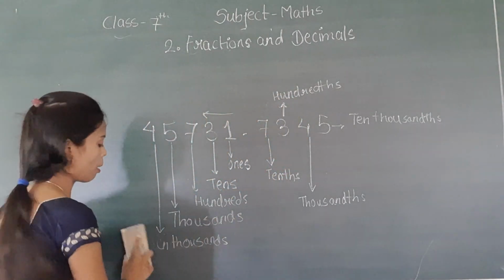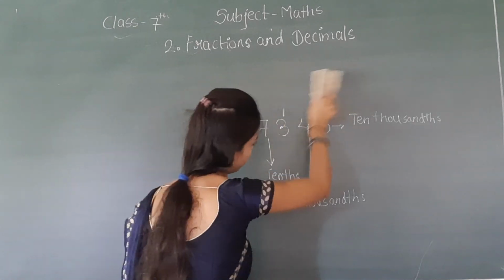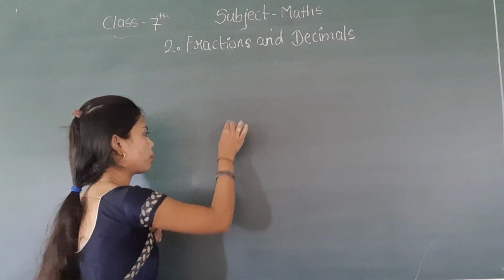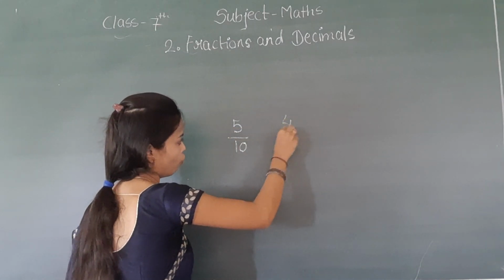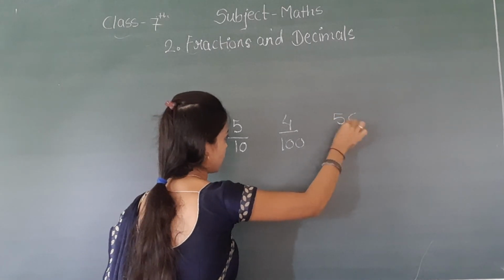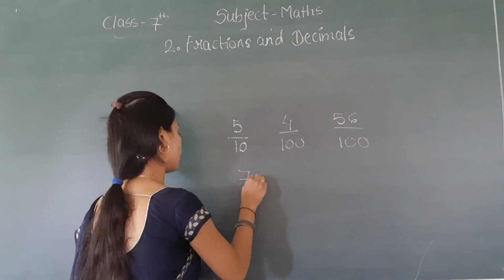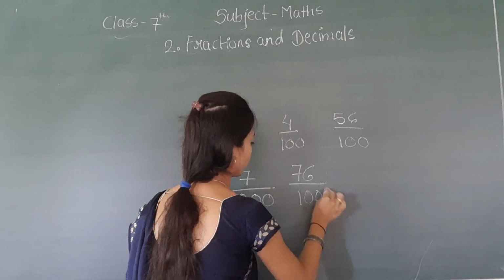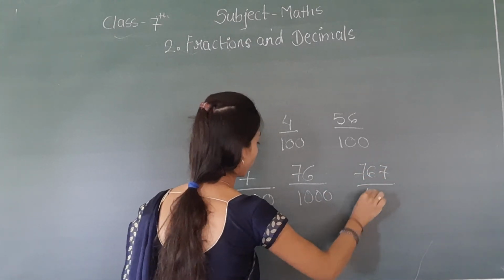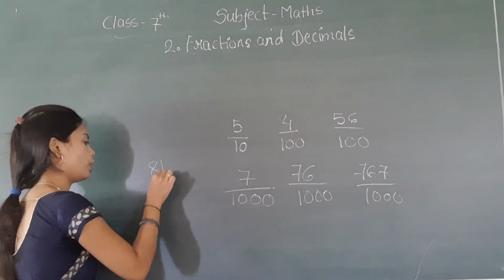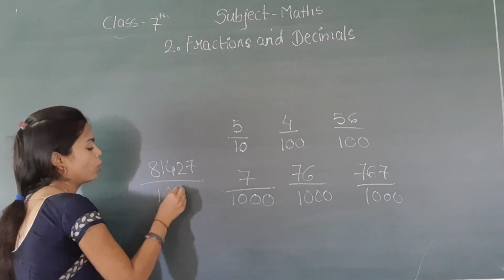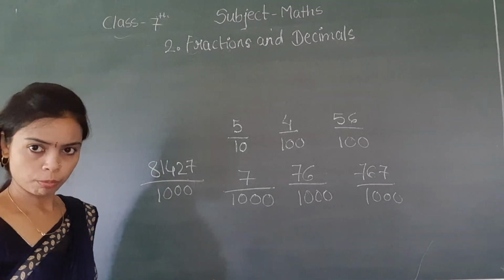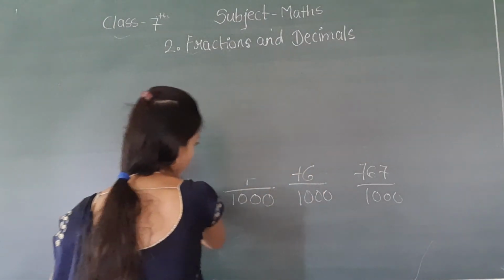Okay, I will take some examples also, but before that, as I told you, all the numbers in which the denominator is a multiple of 10, just like 5 upon 10, 4 upon 100, 56 upon 100, 7 upon 1000, 76 upon 1000, or 761 upon 1000, or 81427 upon 1000, we call all these decimal fractions, and they can be converted into decimal numbers. So how to read the decimal numbers?